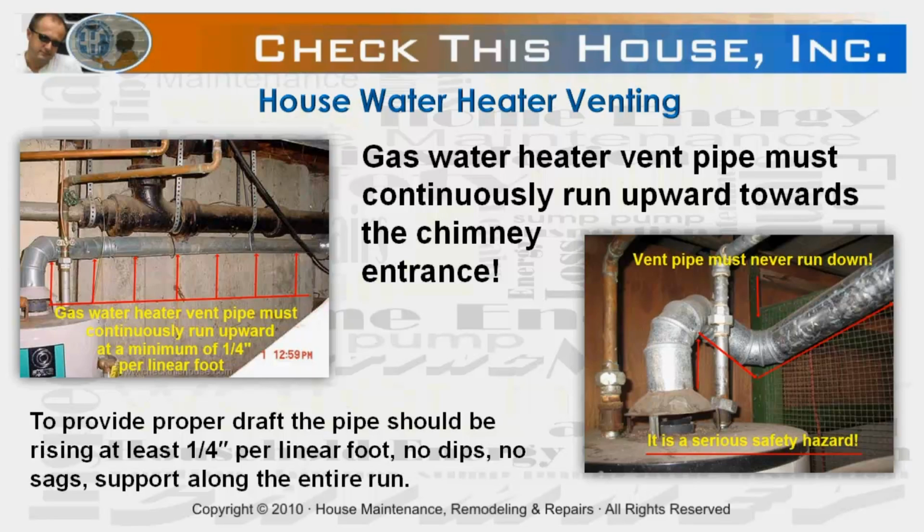Gas water heater vent pipe must continuously run upward towards the chimney entrance. To provide proper draft, it should be rising at least 1/4 of an inch per linear foot. No dips, no sags. Proper support is required along its entire run. Some installations might be a significant challenge or even become impossible due to water heater height, location, and chimney flue connection level. In such cases, consider using an induced draft motor equipped water heater.